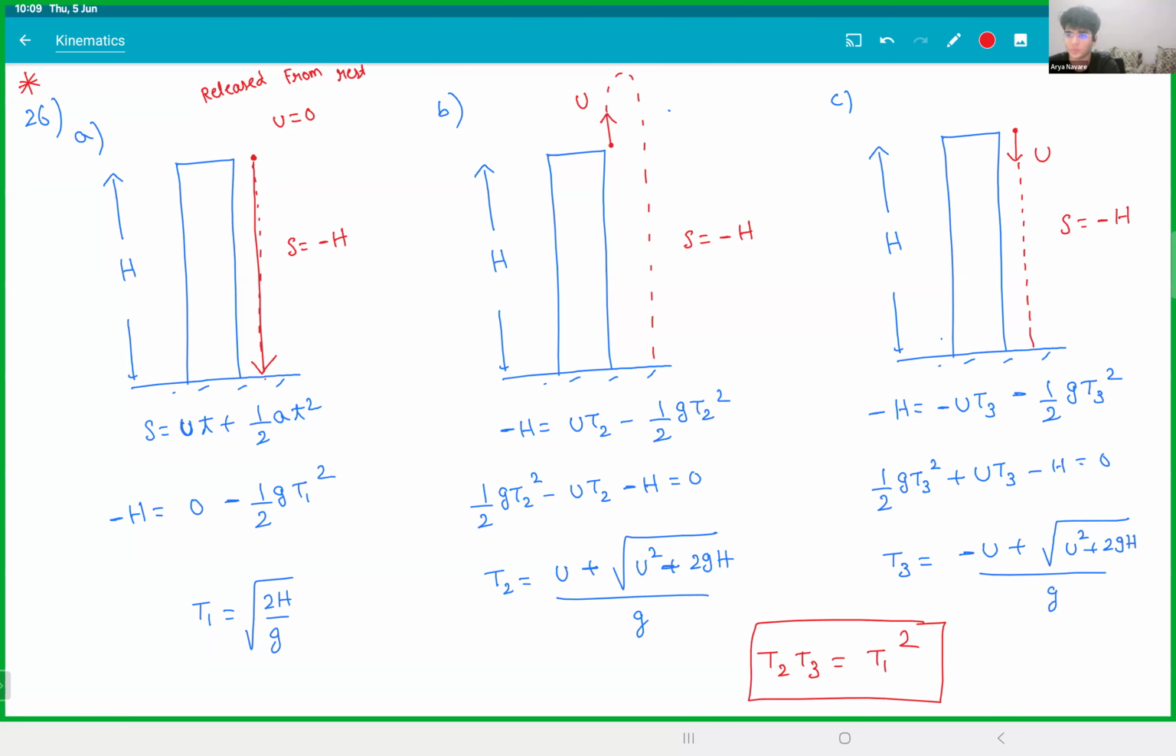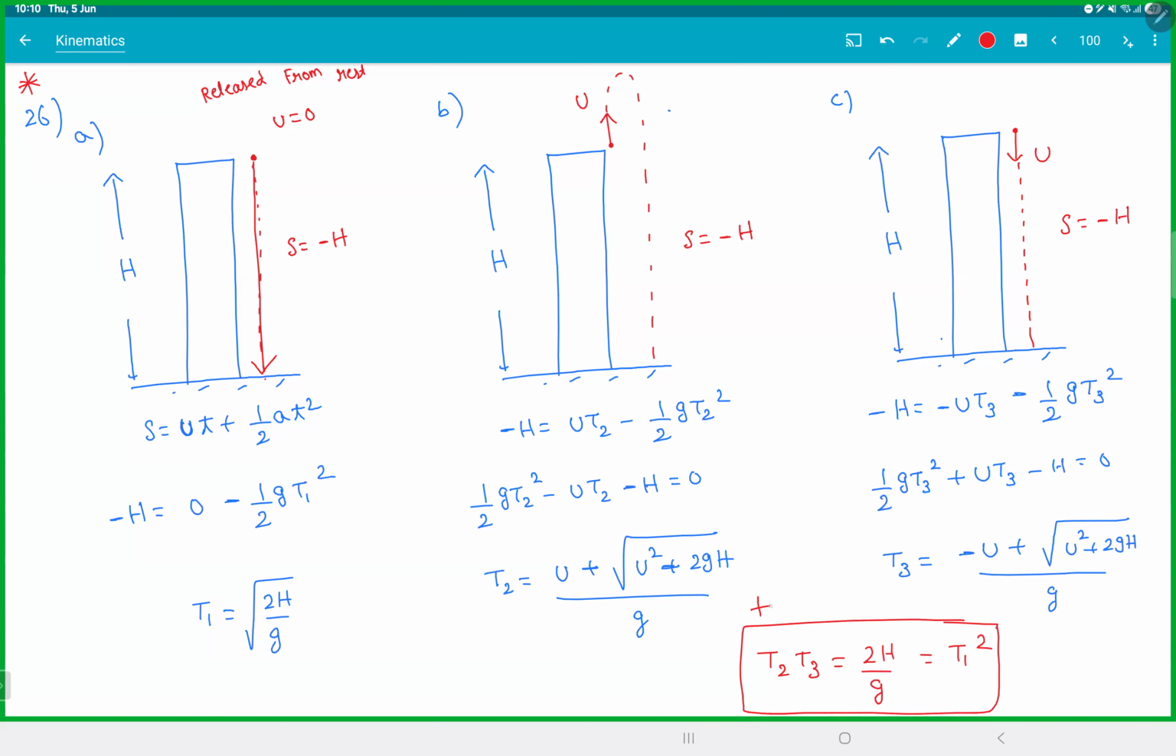So these are in GP, you can say. So if you multiply T2 and T3, you'll get T1 square. That's a standard result. You should definitely mug it up. If it is an exam like Mains or BITS, you won't have time to derive this. Check it out.